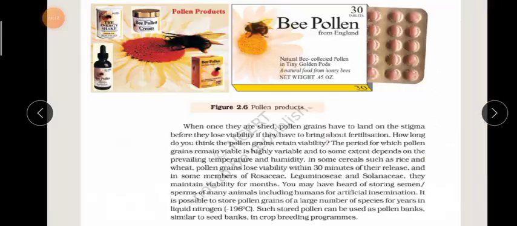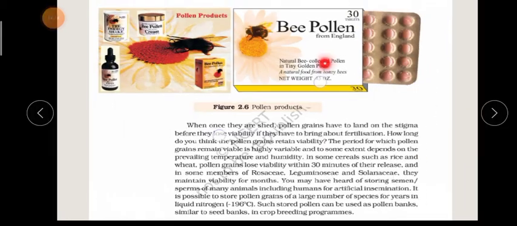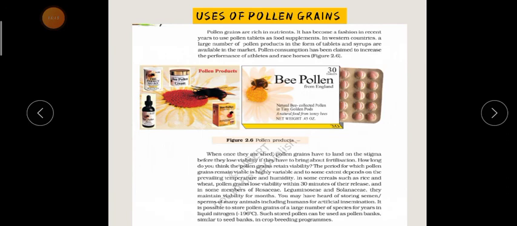So this is a very short description of the structure of a pollen grain and its uses. I hope you have understood it. We will discuss the female reproductive part of a flower in our next class.